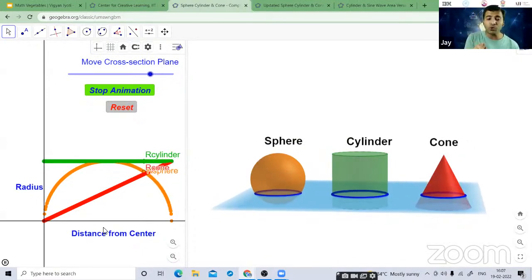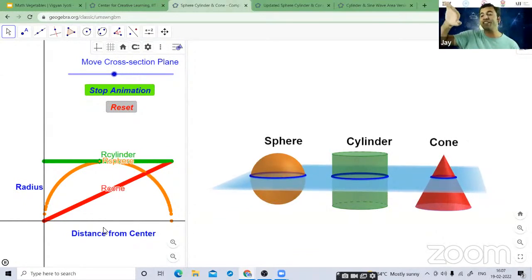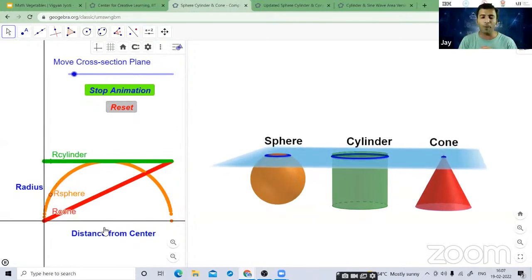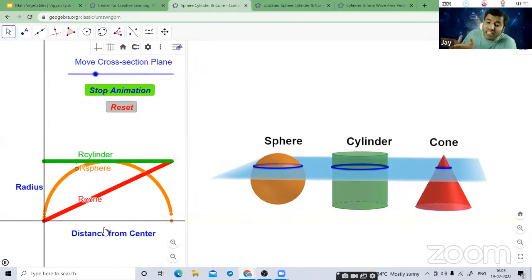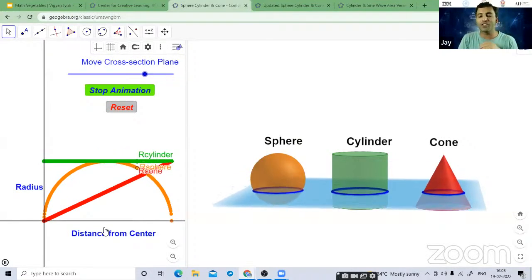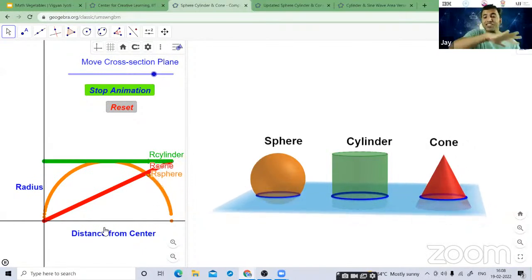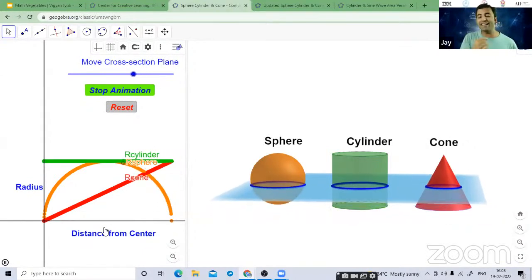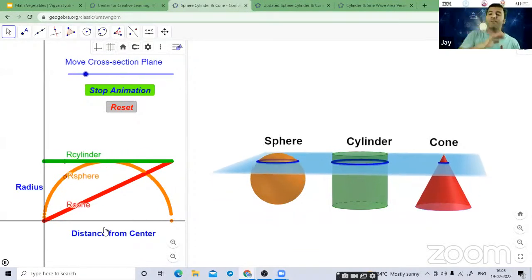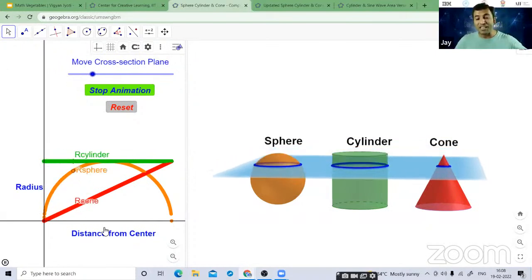What about the cone? You see the red line, that's linearly decreasing with respect to height if you go from bottom to top. So for the cone, the decrement of the radius of this circle is linear. And what about the sphere? In the sphere, you can see it's a circular path, or in some sense you can say the curvature is basically sinusoidal with respect to the angle you are moving for the sphere.